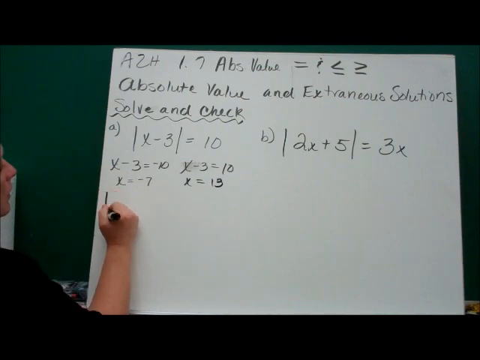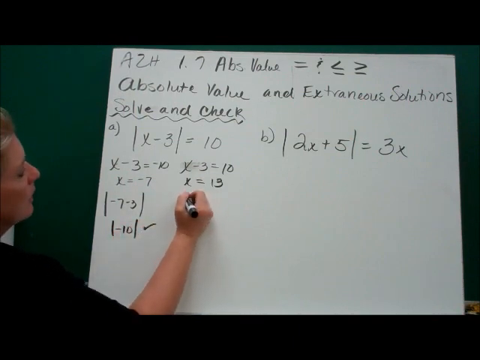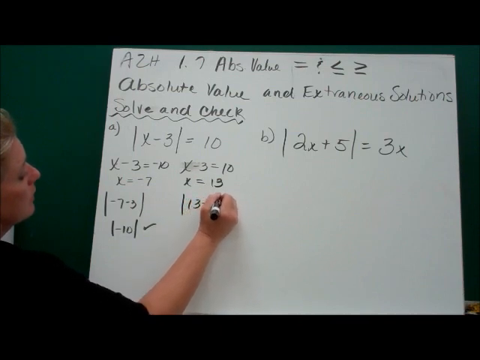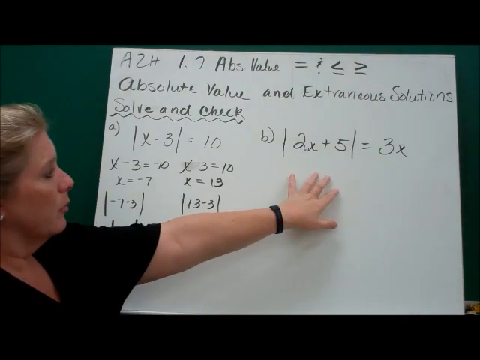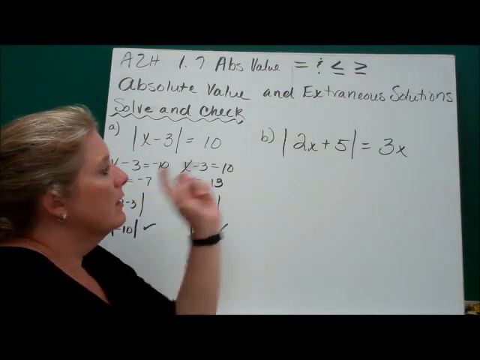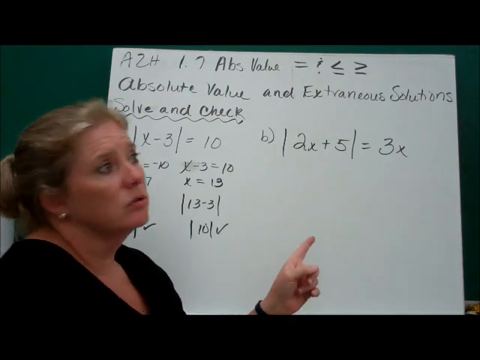How do we check? Okay, plug them in. Negative 7 minus 3, that's the absolute value of negative 10. Check. And then the absolute value of 13 minus 3, which is the absolute value of 10. Check. Example B. This is the type of problem that could give you an extraneous solution.